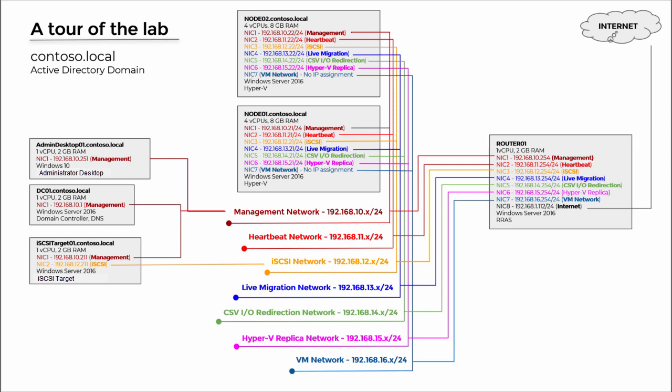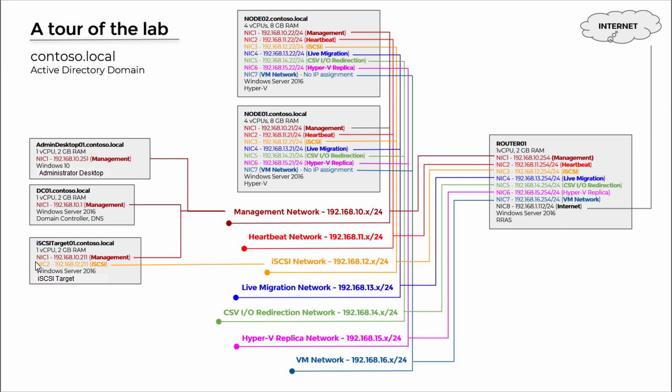NIC7 is connected to the VM network. This is the network that will be used by the virtual machines running on Hyper-V hosts. There can be more than one virtual machine network on a Hyper-V host, for example, production, development, UAT, and other types of networks of virtual machines. But in this lab environment, only one virtual machine network is created, called VM network, for simplicity.